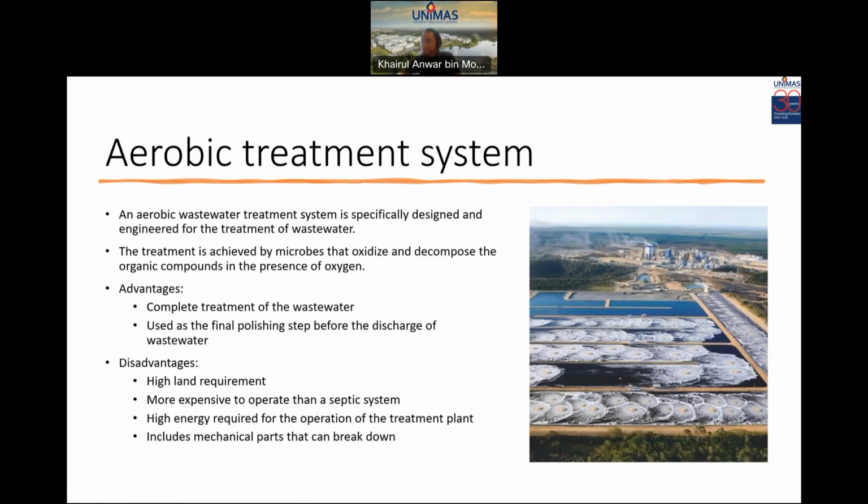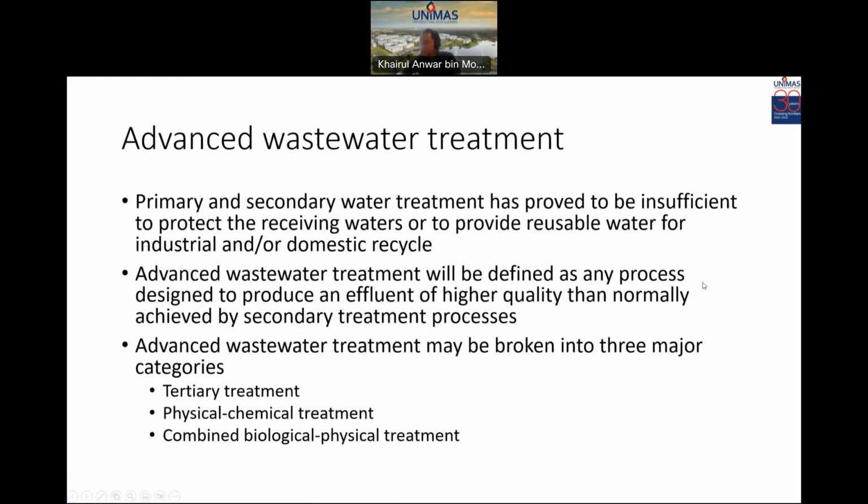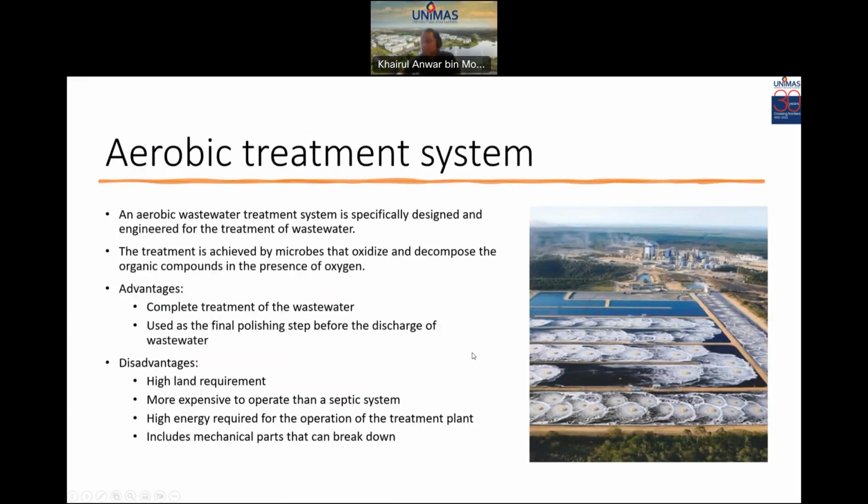Aerobic treatment system. An aerobic wastewater treatment system is specifically designed and engineered for the treatment of wastewater. The treatment is achieved by microbes that oxidize and decompose the organic compound in the presence of oxygen. In this case, the aerobic treatment system here is the advanced wastewater treatment system. Although by definition, by design, this is considered a secondary treatment, it can be tertiary treatment based on this definition. The second point: if you need the effluent to be of higher quality than normally achieved by secondary treatment, then it's considered advanced wastewater treatment.